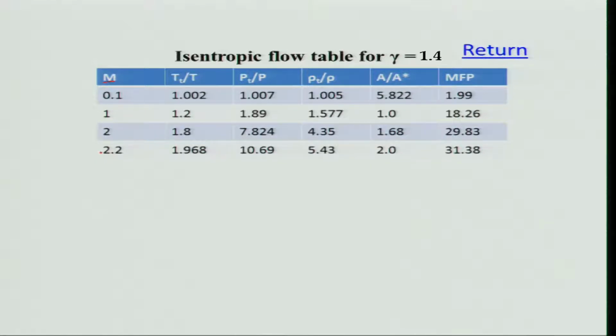But let us take another data which I have shown here, that is 2.2, and others like T t by T, P t by P, rho t by rho, and other things are given in this table. Now, suppose in your example it is given that your Mach number is 2.1, that means this data is given and this data is given. I want to evaluate using the table, what will I have to do?